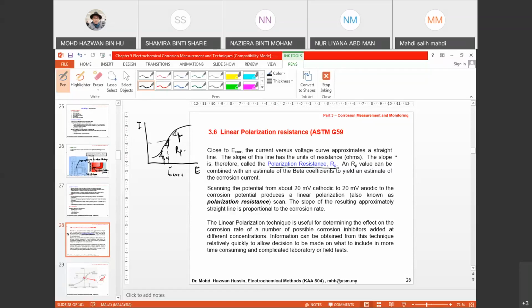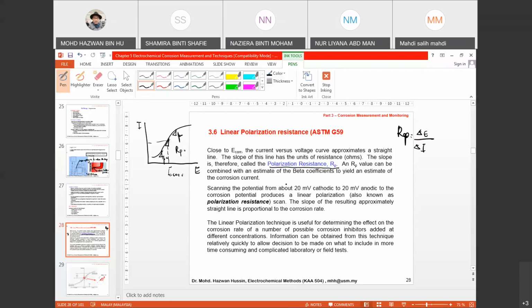So Rp can be obtained as the slope, the change of potential over the change of current. Close to E corr, the current versus voltage curve approximates a straight line. The slope of this line has a unit of resistance. The slope is therefore called polarization resistance. An Rp value can be combined with an estimation of beta coefficients to yield an estimate of corrosion current.